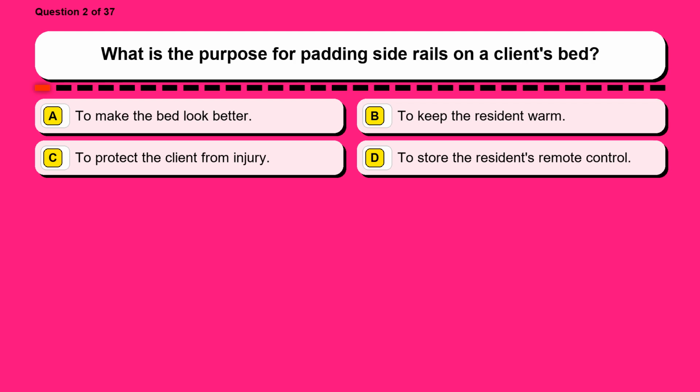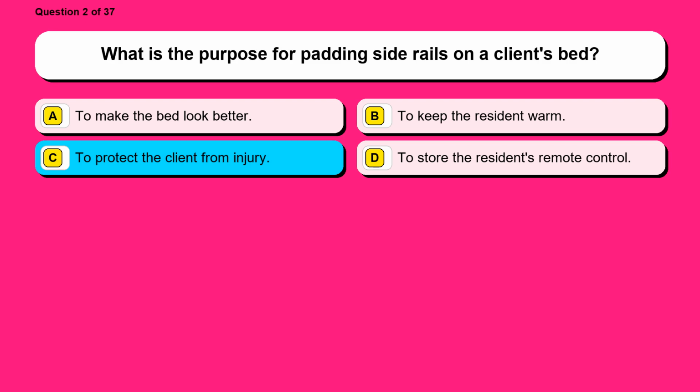Question 2. What is the purpose for padding side rails on a client's bed? Option A. To make the bed look better. Option B. To keep the resident warm. Option C. To protect the client from injury. Option D. To store the resident's remote control.